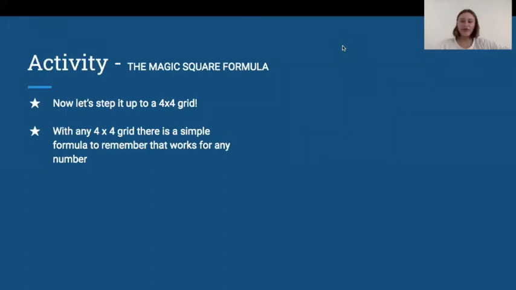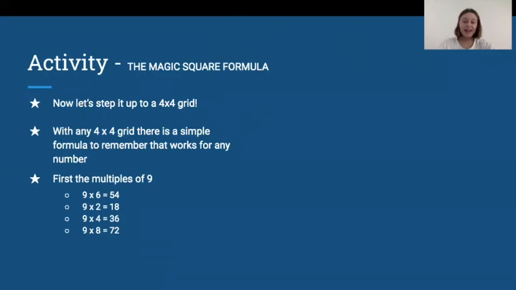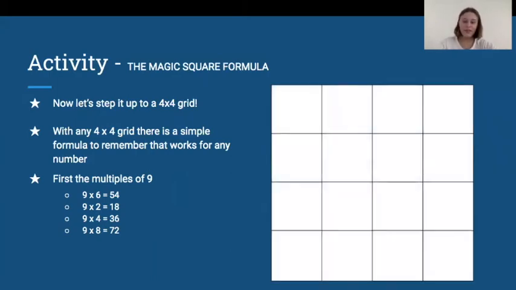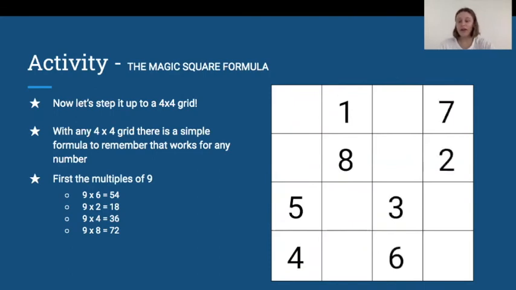Okay, so following on from what Bern was just talking about, we're now going to do a little activity where we step it up to a 4x4 grid for the magic squares. With any 4x4 grid, there's a little formula you can remember that works for any number. First, you need to add in the multiples of 9. So 9 times 6, 9 times 2, 9 times 4, and 9 times 8. So in the first column, it's 9 times 6, 54, then 9 times 2, 18, 36, 72, you get the idea. You can remember this by a diagonal that it makes.